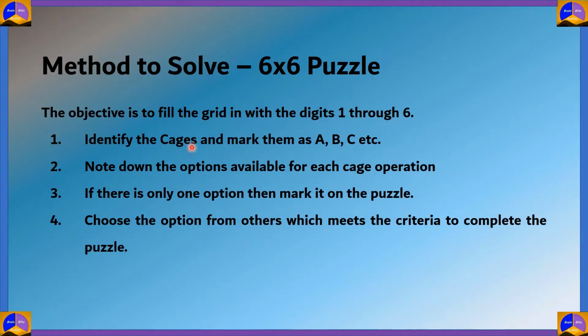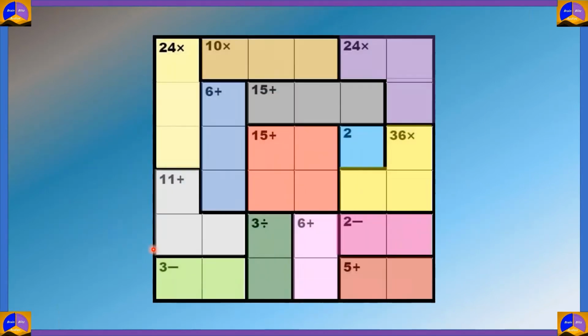First, identify the cages and mark them as A, B, C, etc. Second, note down the options available for each cage operation. Third, if there is only one option, then mark it on the puzzle. Fourth, choose the option from others which meets the criteria to complete the puzzle. Okay then, let's get into the puzzle.